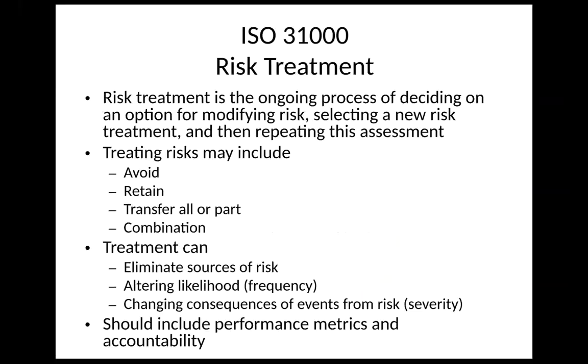When we talk about transfer, we're going to buy insurance in some cases. In some ways, you can't transfer risk, again, when we're talking about insurable type risk, or we do a combination of these things. In a treatment, we can eliminate the sources of risk, right? In some ways you can call that avoidance as well. We can alter the likelihood, which is frequency, or change the consequences of events from risk, which is severity.